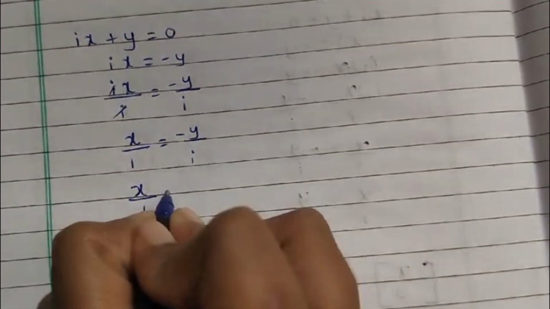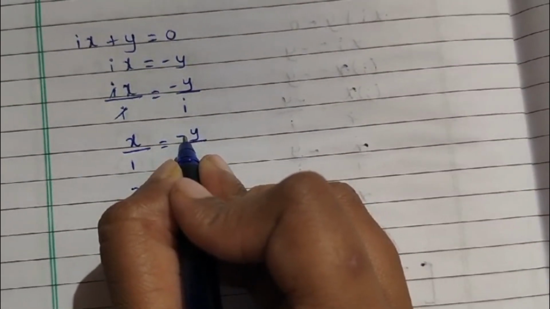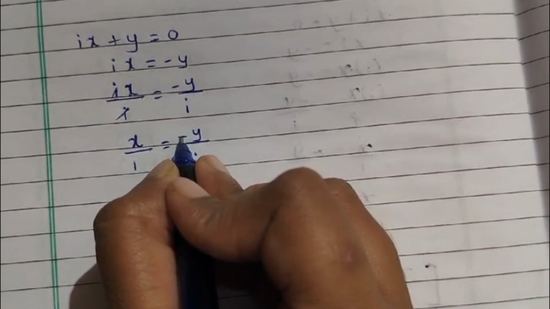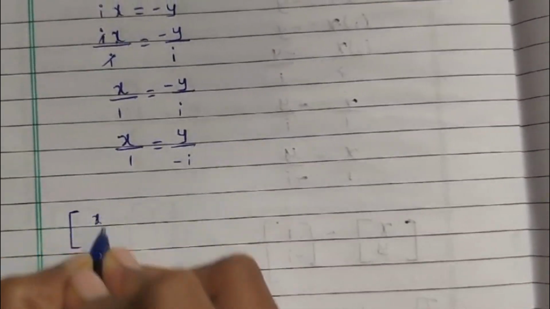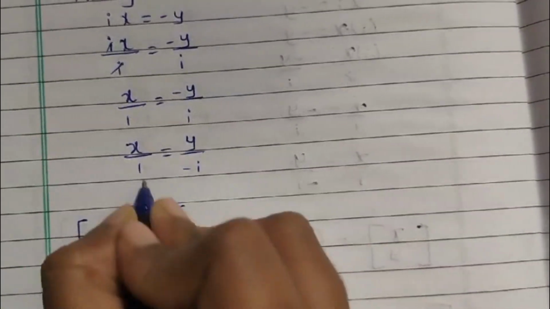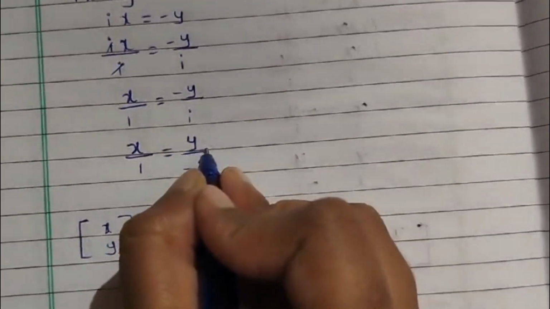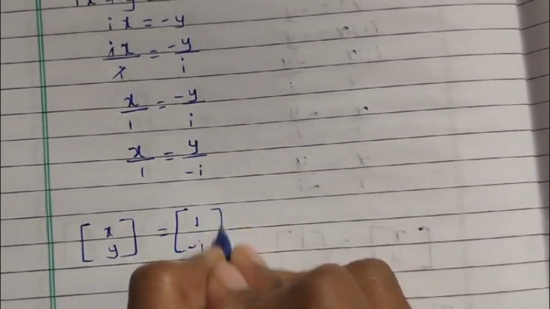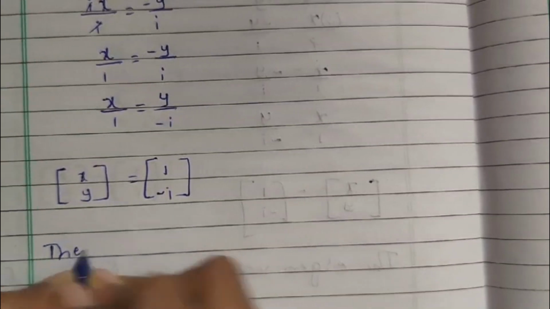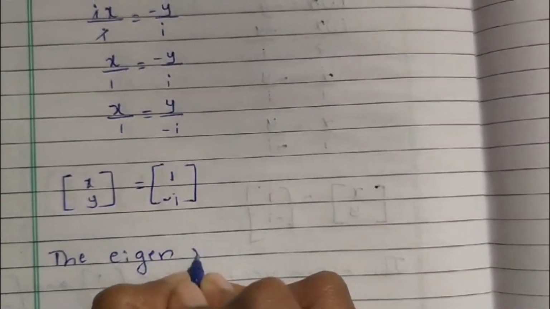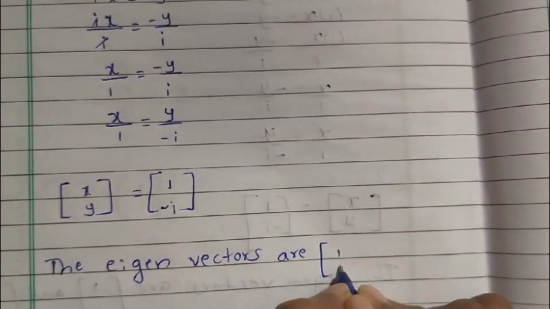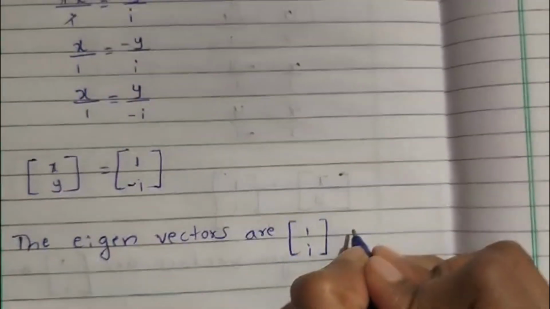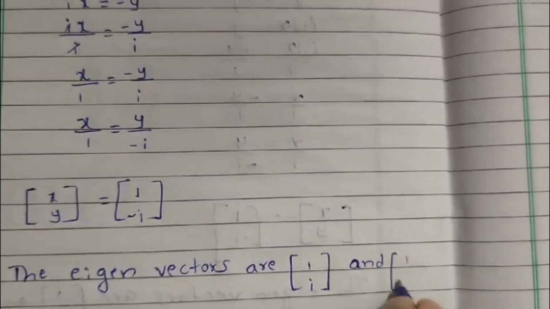Then x by 1, the coefficient of y will be 1, not minus 1. So the minus goes to the denominator. Then y divided by minus i. Now we find the x and y values. xy is equal to, the denominator of x is 1 and the denominator of y is minus i. Therefore, the eigenvectors are 1, i and 1, minus i.